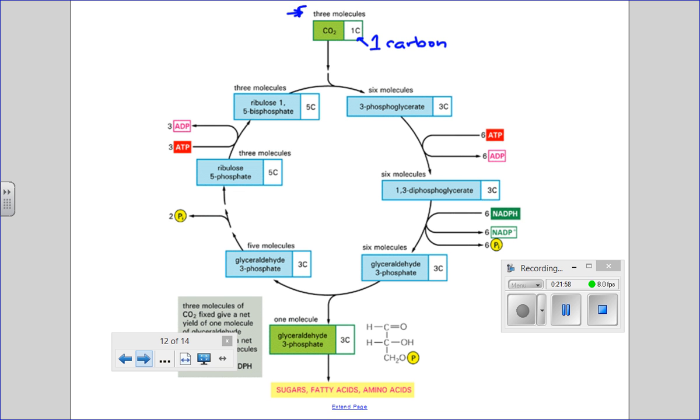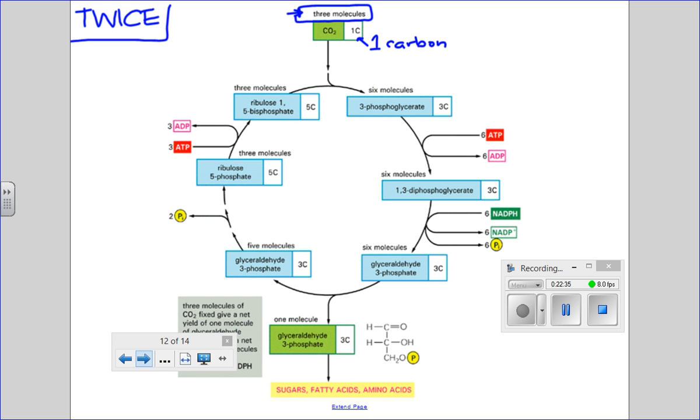Now, this says 3 molecules of CO2. If you recall, in the reaction for photosynthesis, there are 6 CO2s. So the first thing I'm going to say is that this happens twice. Every time photosynthesis happens and we get 1 molecule of glucose, this has to happen twice. So I'm going to show you what it looks like when it happens once, and we'll just keep in mind that this would happen 2 times.